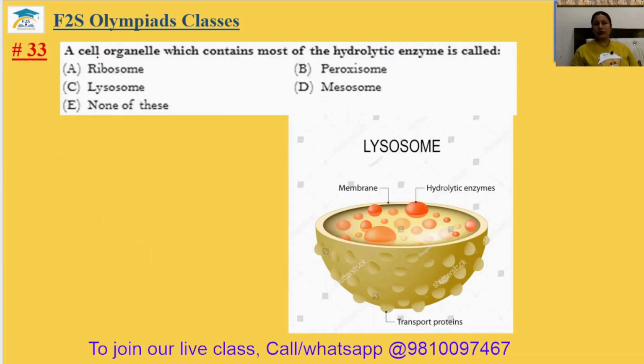Question number 33. A cell organelle which contains most of the hydrolytic enzymes is called ribosome, peroxisome, lysosome, mesosome. So this is your lysosome. It contains the hydrolytic enzymes. The picture is pasted here. 33rd answer is option C.